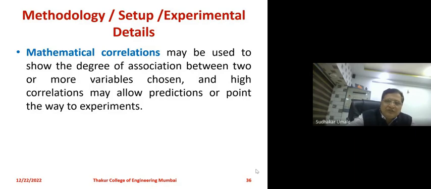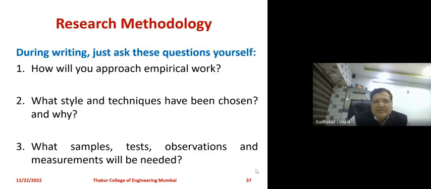Now we'll come to the actual research methodology. So what do you mean by research methodology? Understand very clearly what exactly methodology is. You must understand these three questions. How will you approach empirical work? You search this question, you write in your notebook: what style and techniques have been chosen for your research methodology, and why. After getting this second question answered, what samples are you creating, why are samples required, and what tests, observations, and measurements will be needed during research methodology.